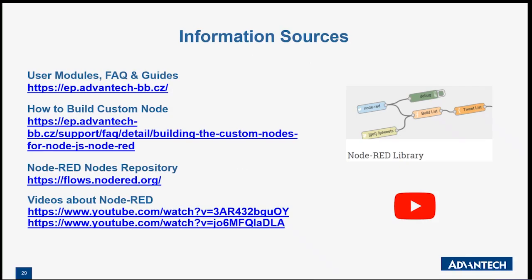And some of the sources for this information, as I mentioned earlier: our engineering portal on the first link, which is ep.advantech-bb.cz. That's got all of the user module information as well as router gateway information. You don't need to write these links down, as this slide should be provided by our marketing team in the coming few days.